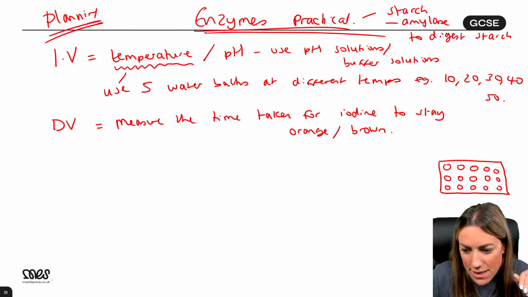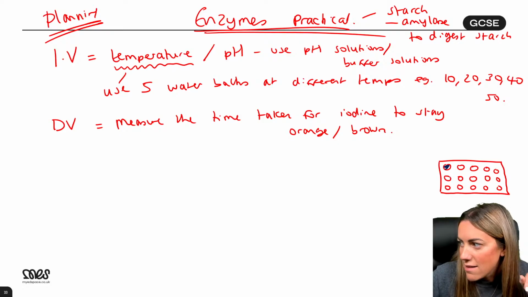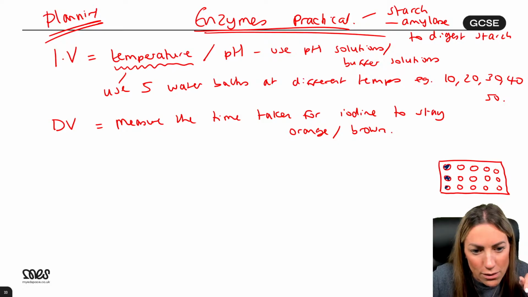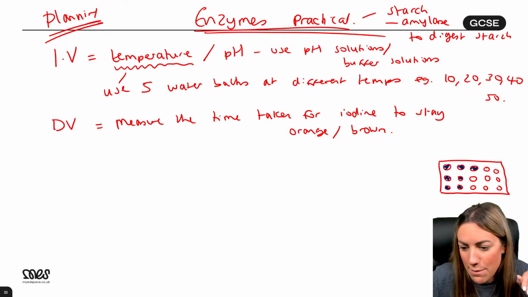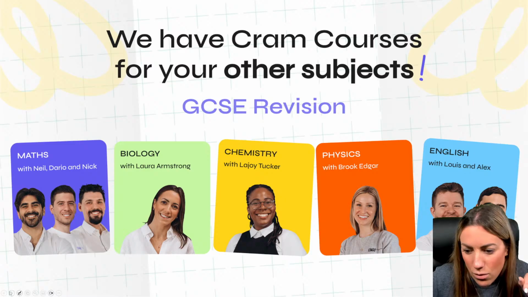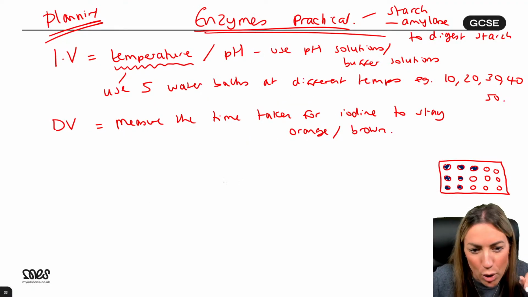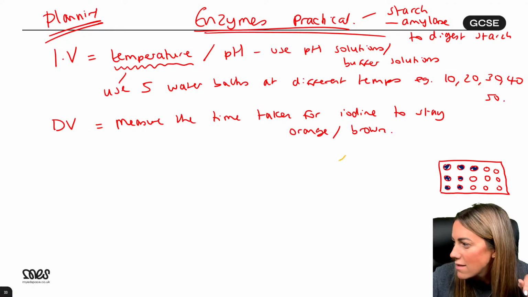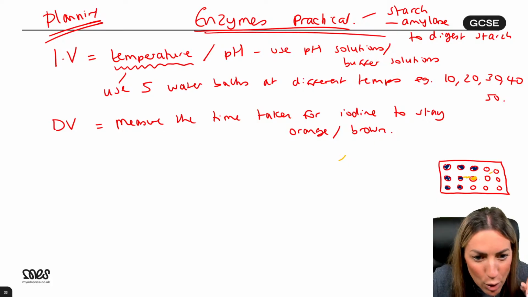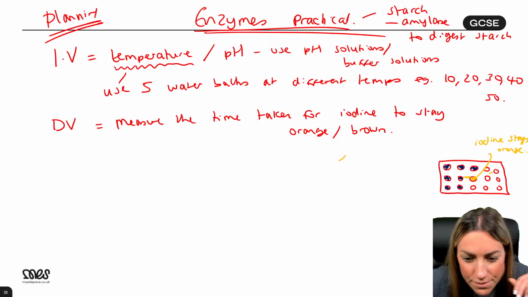So I've got a little spotting tile. I'm going to have iodine and I'm going to take a little sample of my solution, right? Take a sample every like 30 seconds and my iodine is going to be blue-black. But I'm going to get to a point where the iodine stays orange.